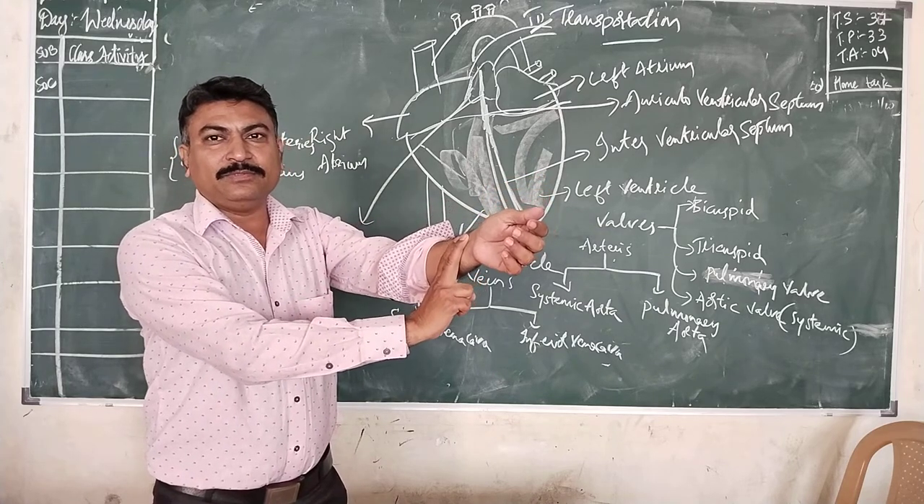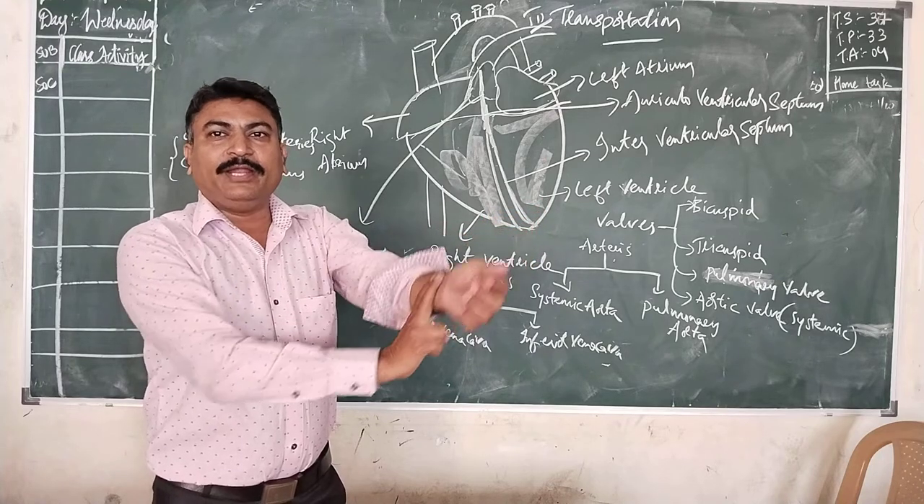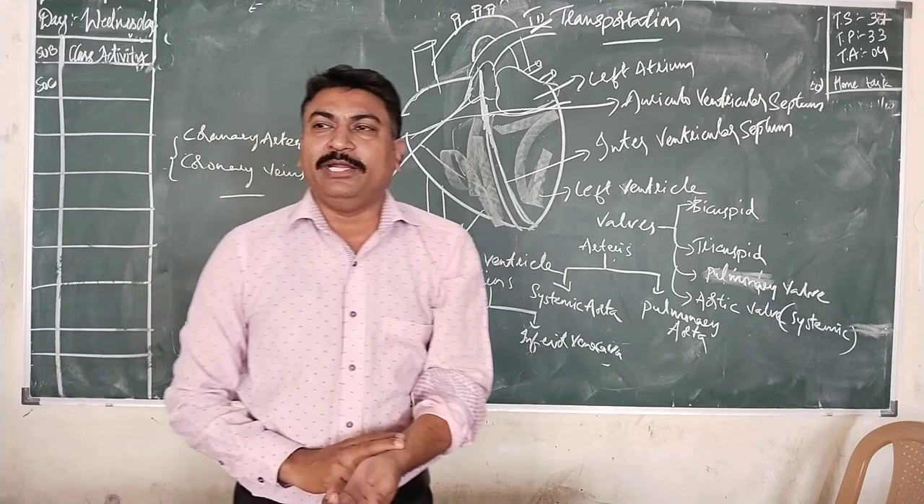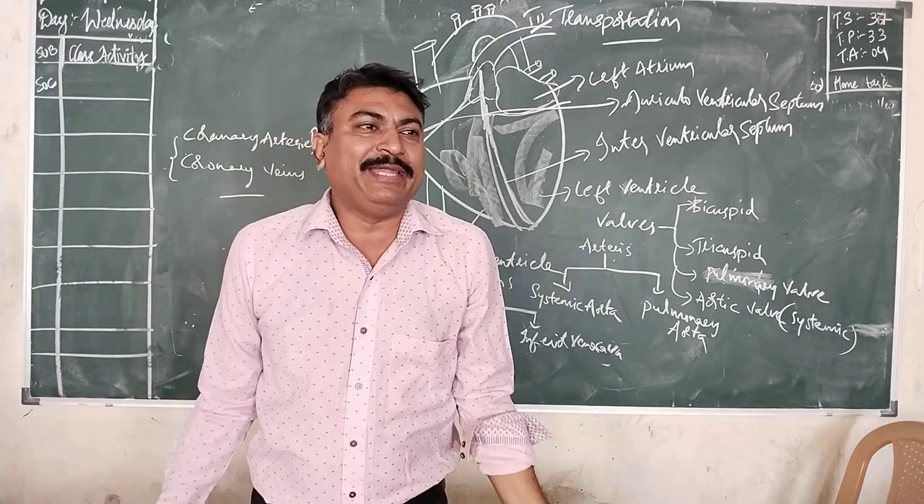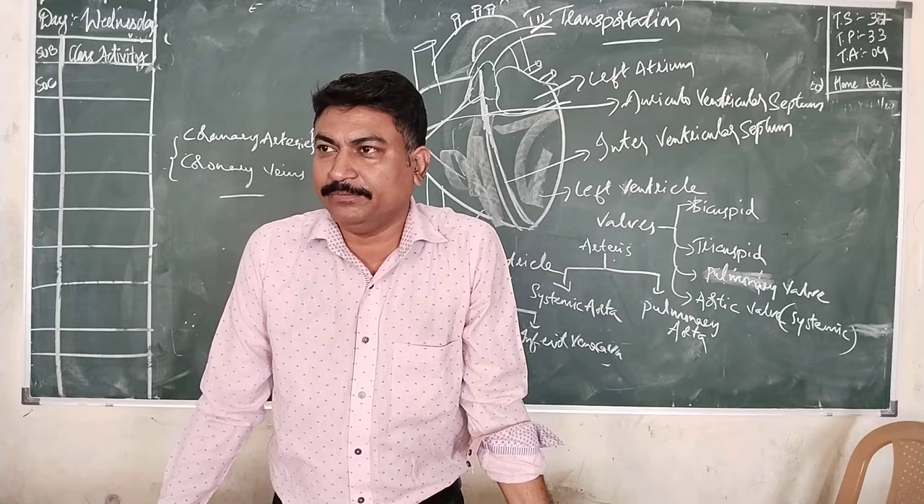How many times? Count approximately for a minute. In a normal human being, it is called the pulse rate, and it will be up to 72 times. 72 times in a normal human being.